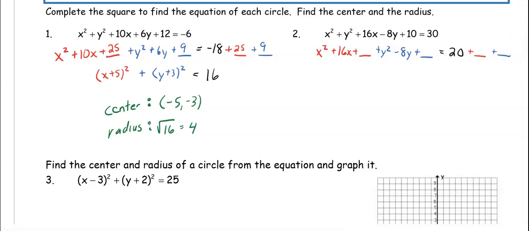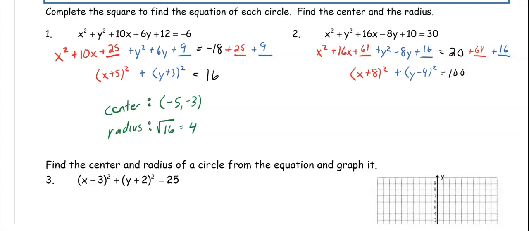For the x, the b value is 16. 16 divided by 2 squared is 64. So we're going to add 64 to both sides. For the y, the b value is -8. So -8 divided by 2 squared is 16. So we're going to add 16 to both sides. Now we're going to factor the sides with the x and the y. So we'd have (x + 8)² + (y - 4)² = 100.